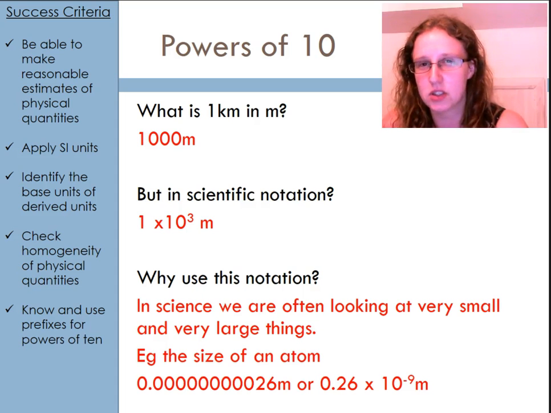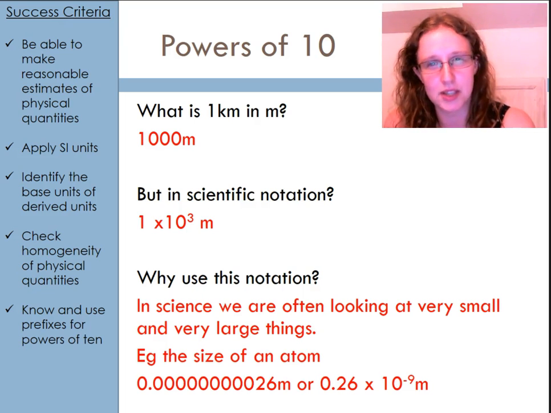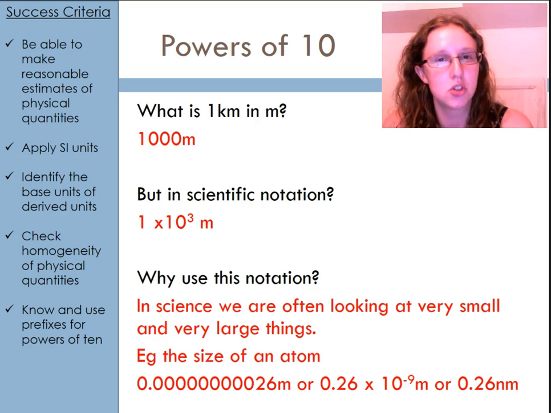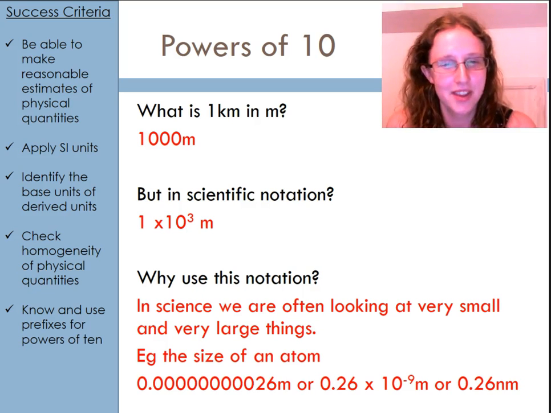Now you might know I haven't quite done that in scientific form. And there's a reason for that. Because there is an even easier way to write it. Like I had kilometers as 1 times 10 to the 3, well, 10 to the minus 9 has got its own little letter. It's an n. So 0.26 nanometers is exactly the same as 0.26 times 10 to the minus 9 meters. And how much easier is that to write? So, what we're going to do is we're going to learn prefixes that we can replace them with. This is called engineering form.